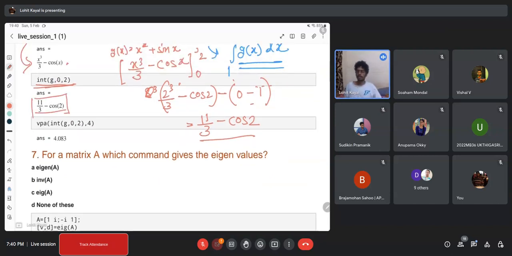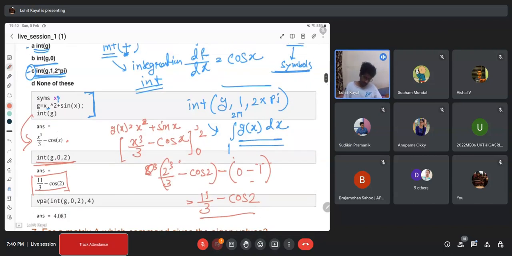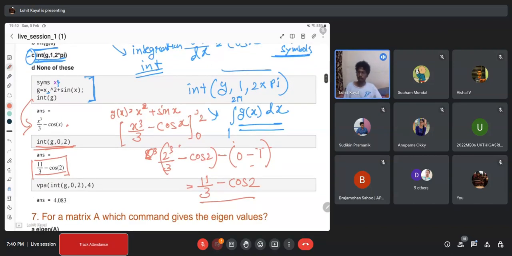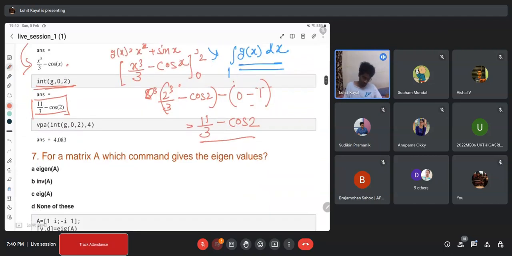Now there is an interesting thing. As I have mentioned, x is a symbolic variable, so it is considering g also as a symbolic function. You see that it is not giving any numerical value because it is treating everything as a symbol.